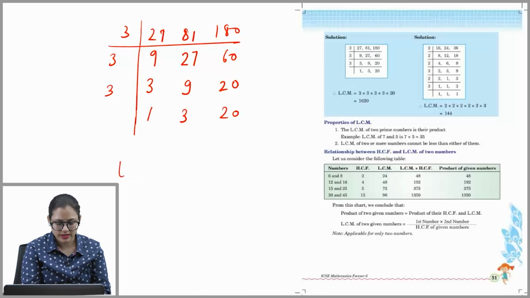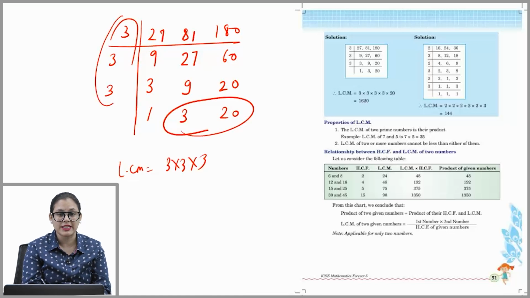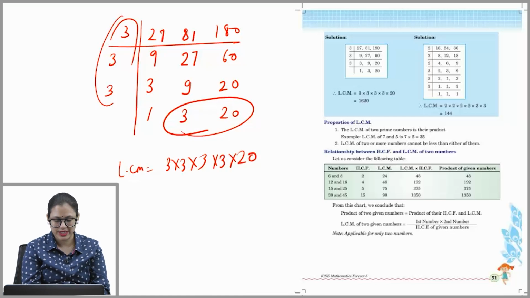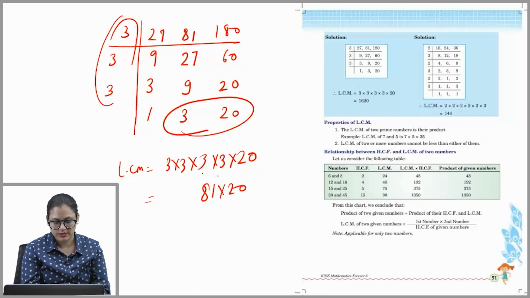Now let's find the LCM. LCM is what? 3 into 3 into 3. And now we will also multiply these two numbers. Okay, 3 into 20, right? 3 into 3 is 9, 9 into 3 is 27, and 27 into 3 is 81, into 20. Now 0, 2 1s are 2, 2 8s are 16, so 1620.